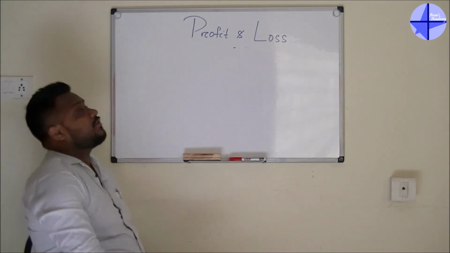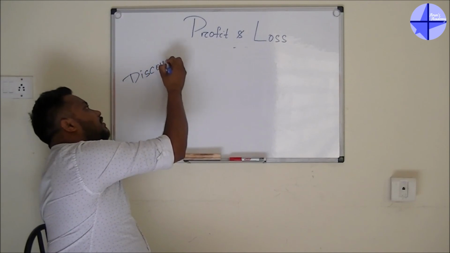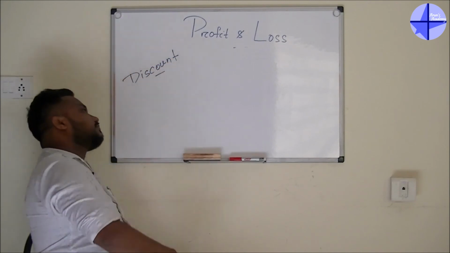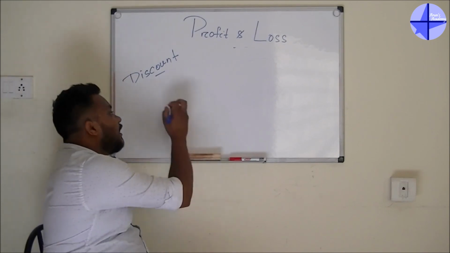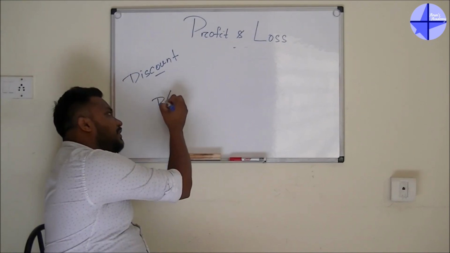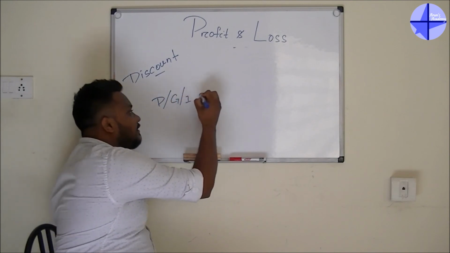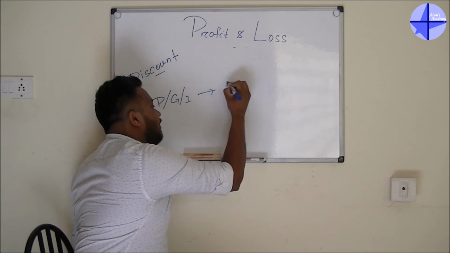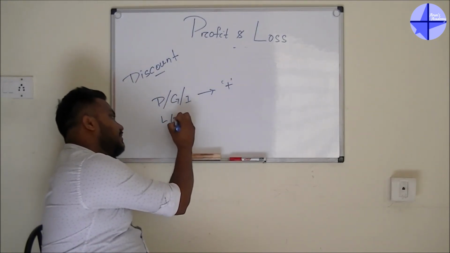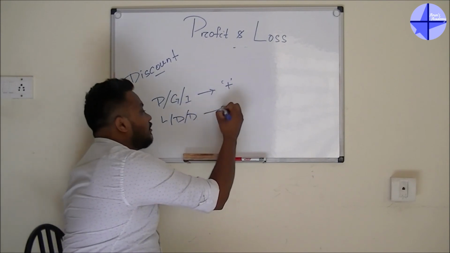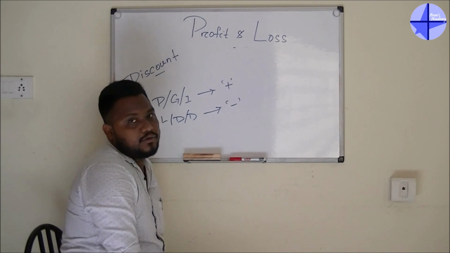Type number 2 is all about discount. But before that, please remember one thing. If it is profit, if it is gain, or if it is increase, it is always denoted by plus sign. If it is loss, if it is discount, or if it is decrease, it is always denoted by minus sign. Why I am telling this, I will let you know later.